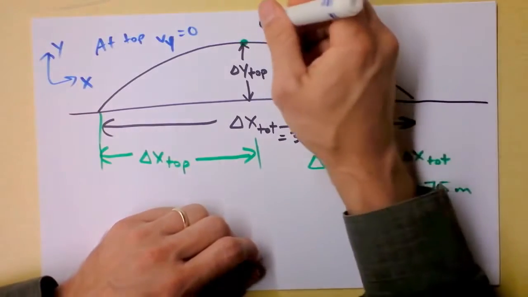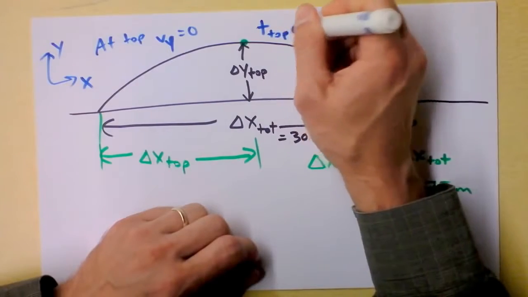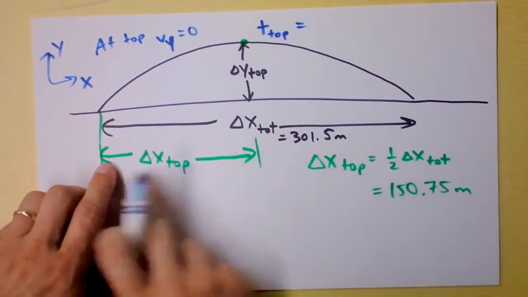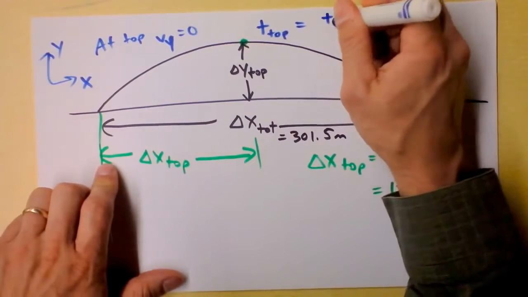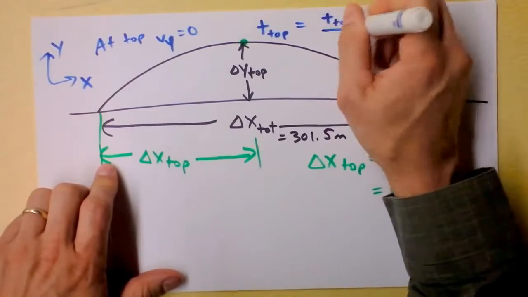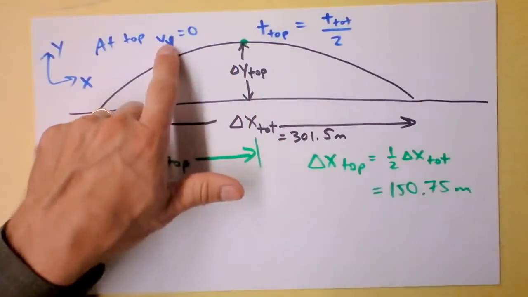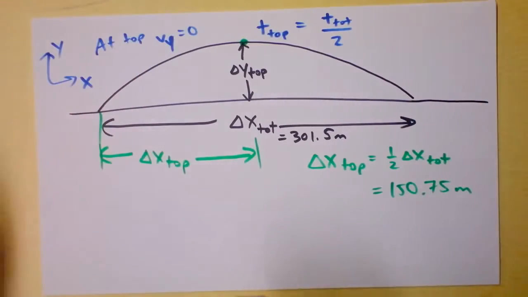So I could also say something about t top. How do you think t top is related to t total? In the same way as delta x top is half of delta x total, I think I can argue that t total divided by 2 is equal to t at the top. And so there's this beautiful condition that the velocity in the y direction is 0, and we're going to use that several times in order to solve this problem.